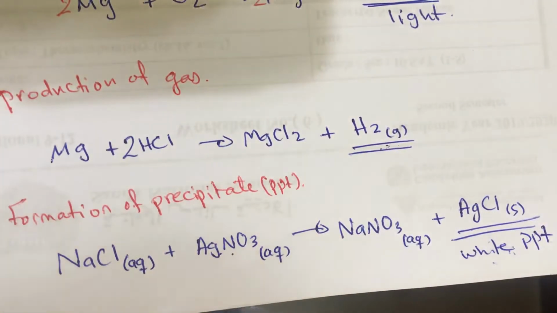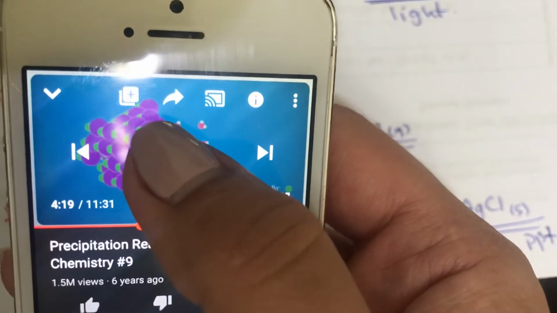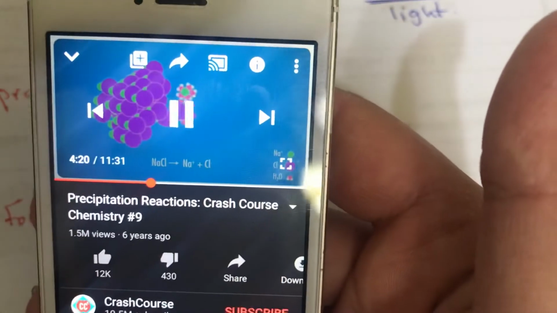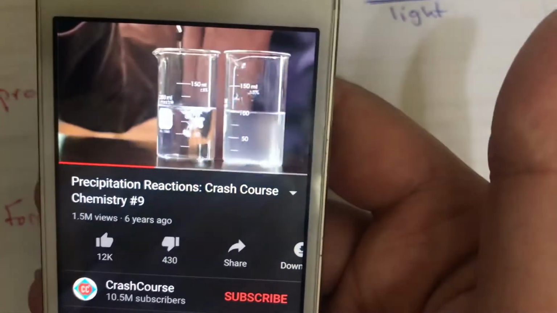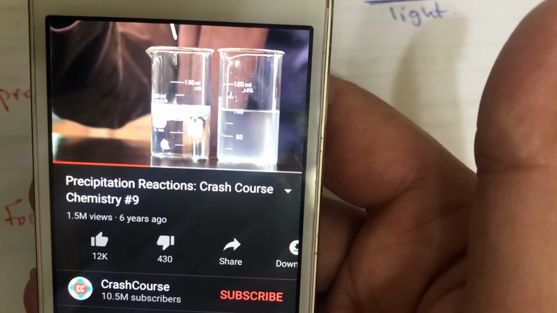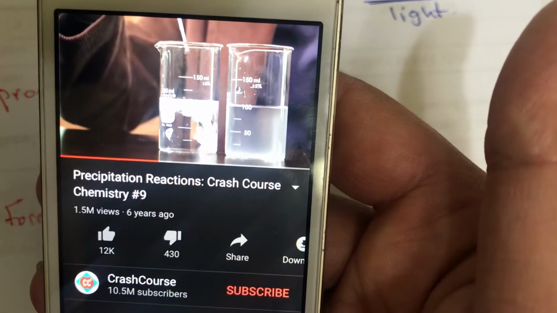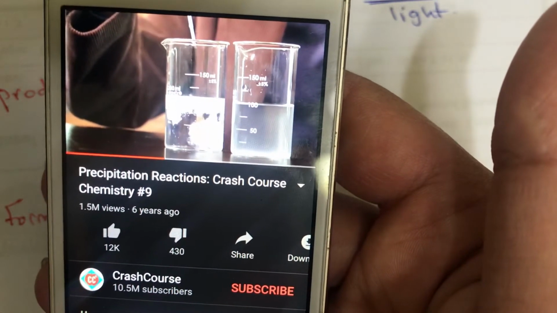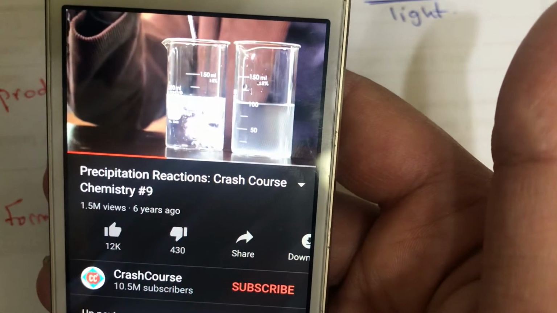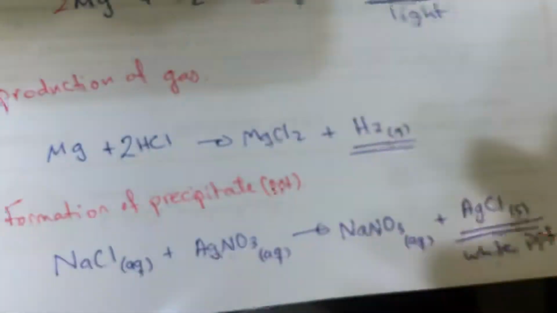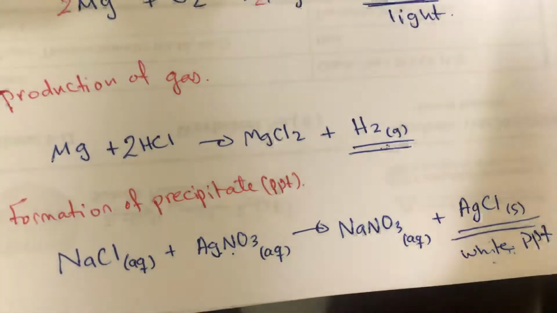Here, for example, they add sodium chloride, also known as your salt water, to the silver nitrate solution, and there you see your white precipitate. Ooh, gross. Now the question that we immediately want to ask is, what is this white stuff?